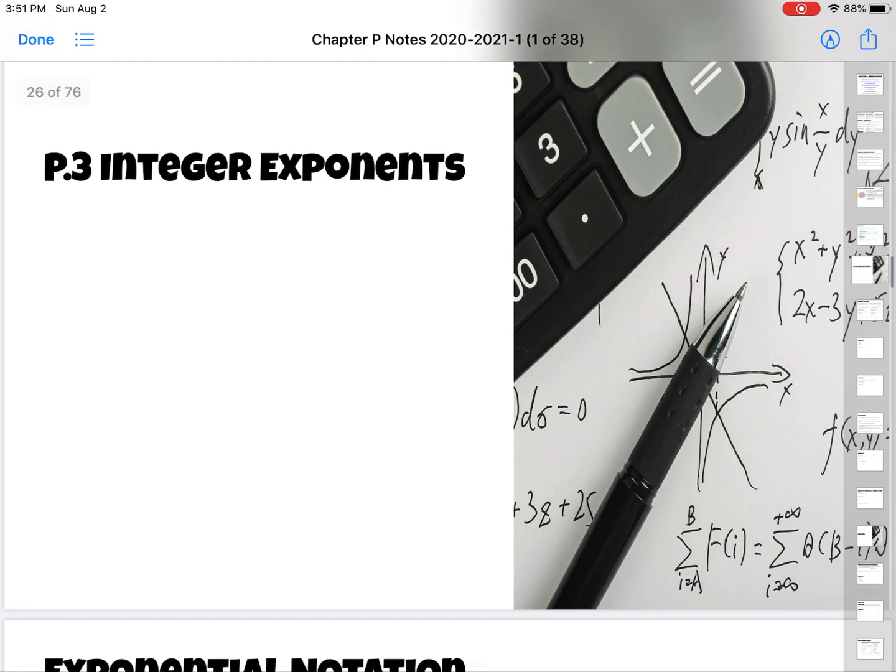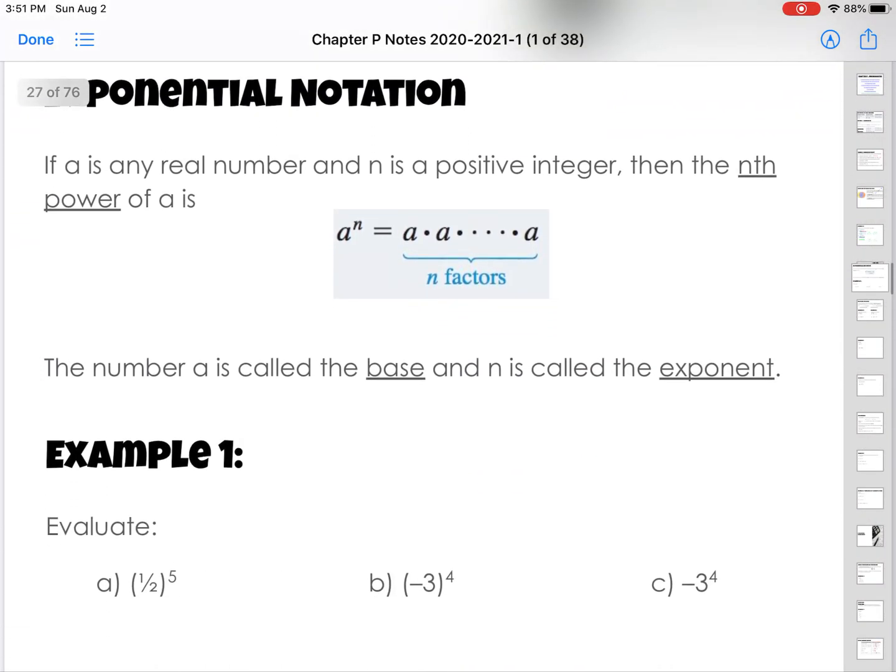P3 integer exponents. For exponential notation, if a is a real number and n is a positive number, then the nth power of a is a to the n, which means we multiply a n times. For example, if we had a to the third power, that would mean we multiply a 3 times. There are 3 factors here.